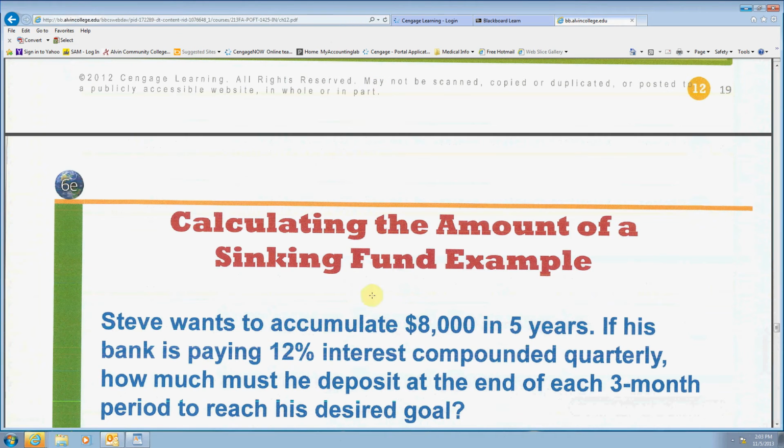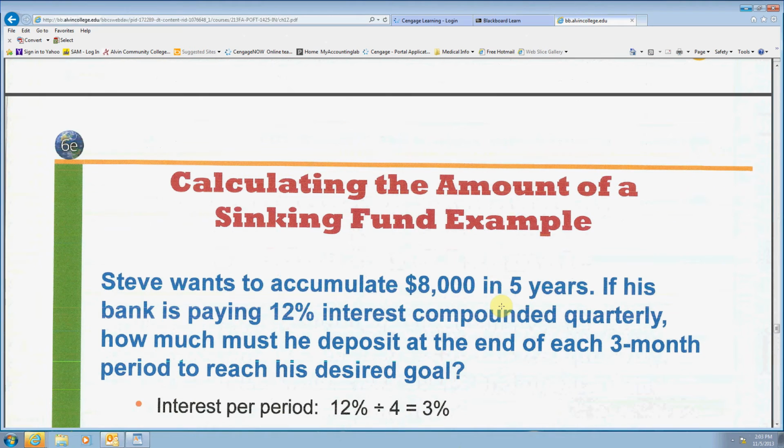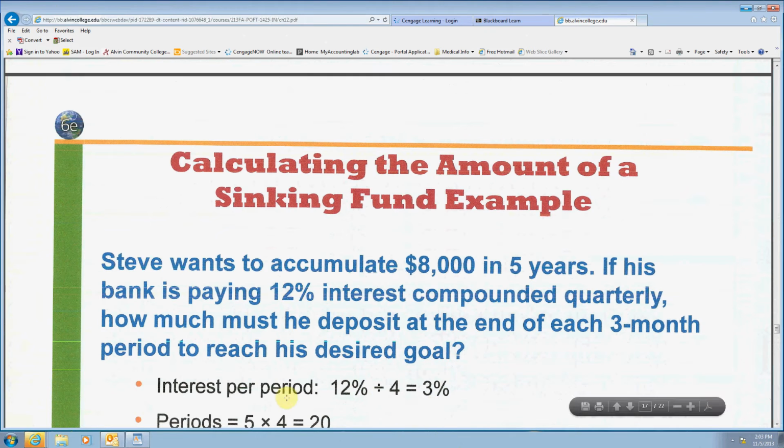So if it's at the end, then that means that it's like ordinary. So use your steps that we just went over to figure the sinking fund payment. It is 12% interest compounded quarterly, so 12 divided by 4 is 3% per period. The number of periods is 5 years, 4 quarters for each year, so it's 20 payments.